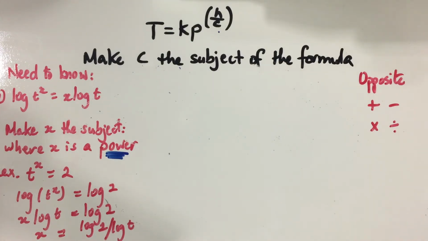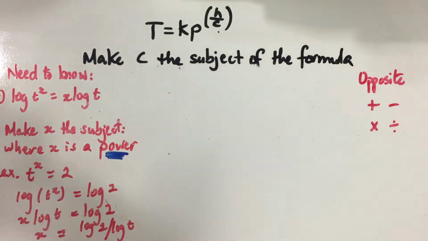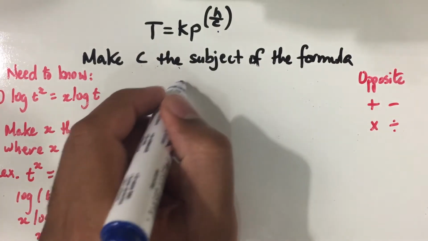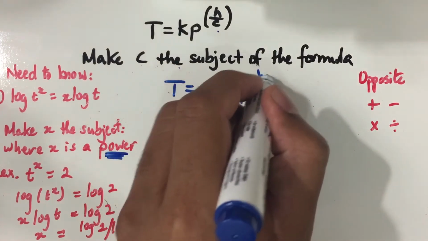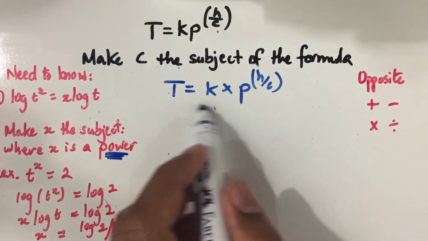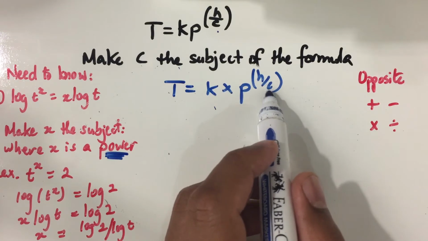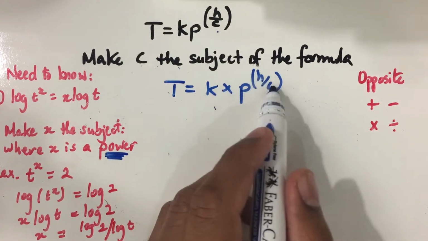T is equal to k times p to the power of h on c, and we need to make c the subject of the formula. So let me write that again. T is equal to k times p to the power of h on c. Okay, so now let's try to move one letter at a time and then try to make c the subject of the formula. So this is k times p to the power of h on c.